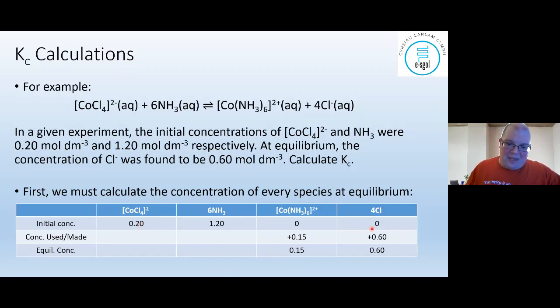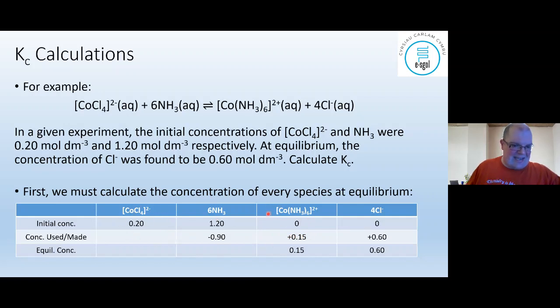So looking at this, I think the best way to do this actually is to look at our new hexaamino cobalt 2 species, which has 0.15 moles per dm cubed, and that's a 1-to-6 ratio. So we take this value multiplied by 6 and we get 0.9, but it's minus 0.9 because we're using that up rather than making it. Okay, and that is key for this method. And while we're at it, we may as well do the tetrachlorocobaltate.